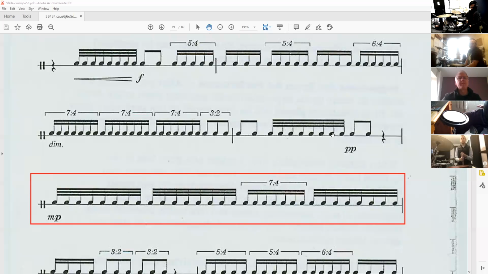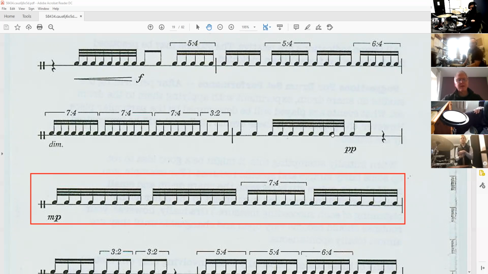Okay, so 1, 2, 3, go. 1 and the 1 and the 2 and the 2 and the 3 and the get the 4 and the 4 and the 1, 2, 3, 4. 1 and the 1 and the 2 and the 2 and the 3 and the get the 4 and the 4 and the 1. It feels like it pulls right when it gets to the septuplet.